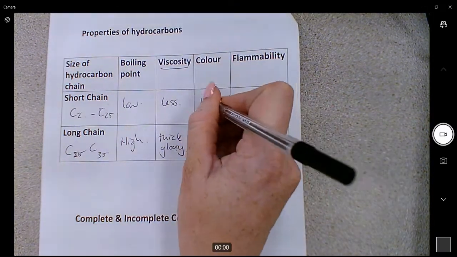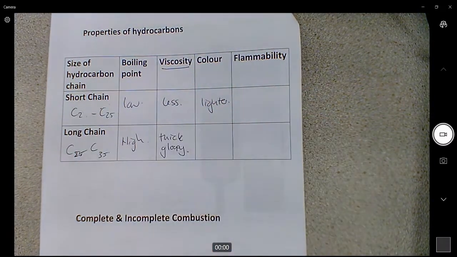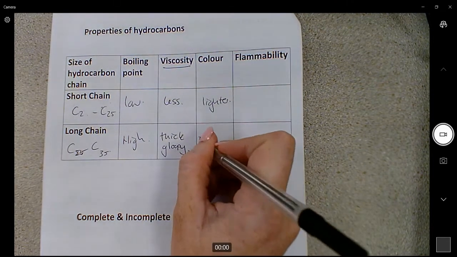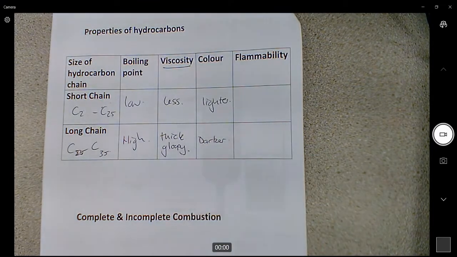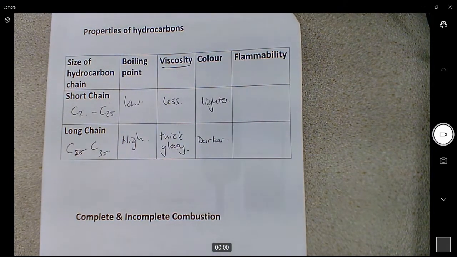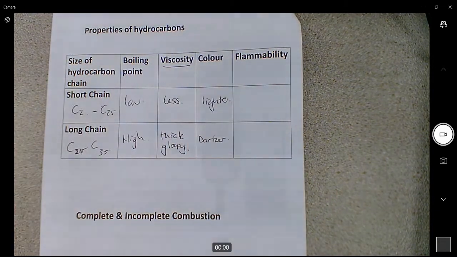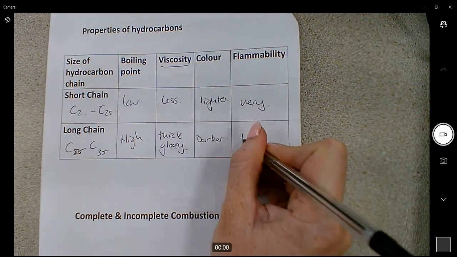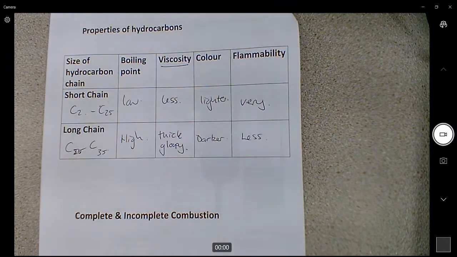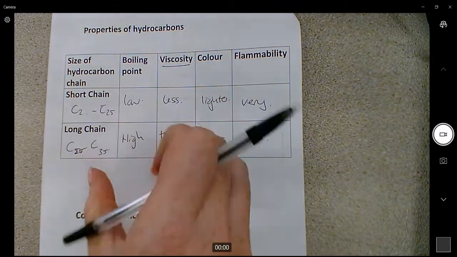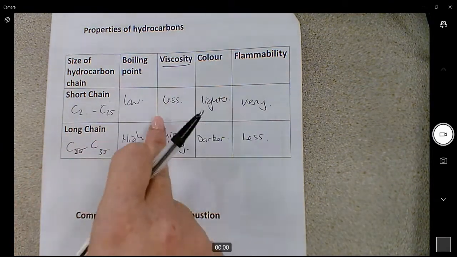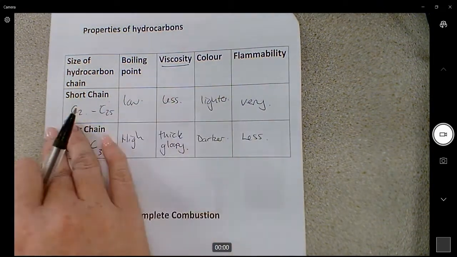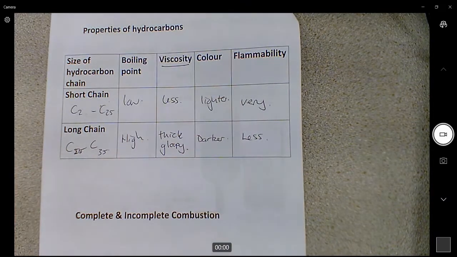Now, the shorter chains are generally lighter in colour. Some are clear, some are a lighter yellowy colour, but they're generally lighter in colour, which means our longer chains are darker, and they can vary to really dark colours of yellow, for example. And flammability is how easily it catches fire. So our shorter chains are very flammable, and our longer chains are less flammable. Okay, so you might be given a set of data where you've got a table with different size chain hydrocarbons, and then you've got to sort out the properties. So knowing the general pattern for shorter chains and longer chains, you can then work that out.